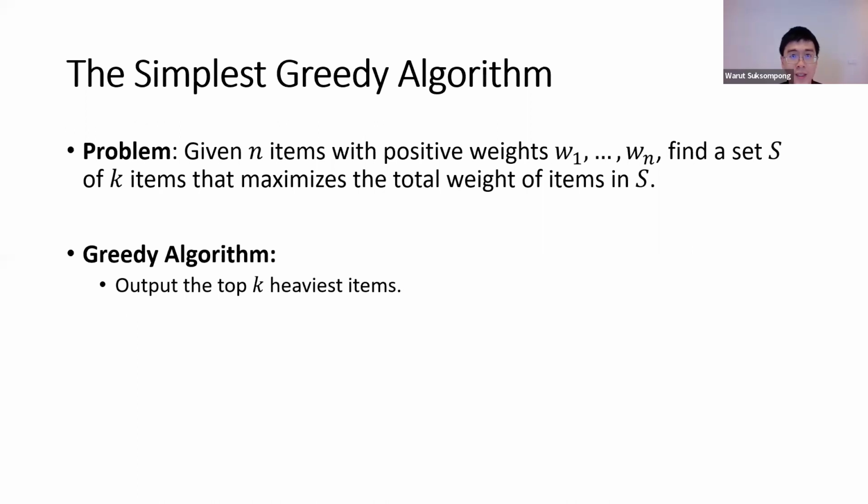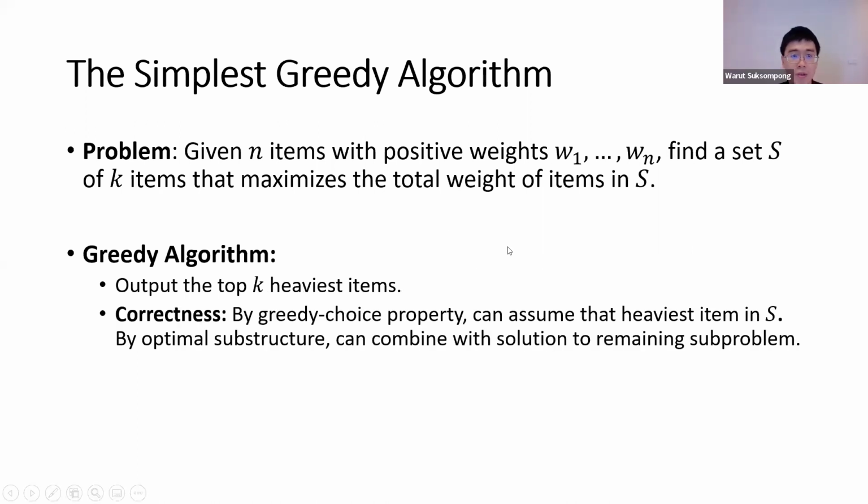Yeah, so this gives us the greedy algorithm, right? So I'll put the top k heaviest items, and the correctness. Again, this is really elaborating on the details where the algorithm and the correctness are quite obvious. By the greedy choice property, we can assume that the heaviest item is in S, right? We can take the heaviest item, and then use the optimal substructure to combine this heaviest item with the solution to the remaining subproblem.